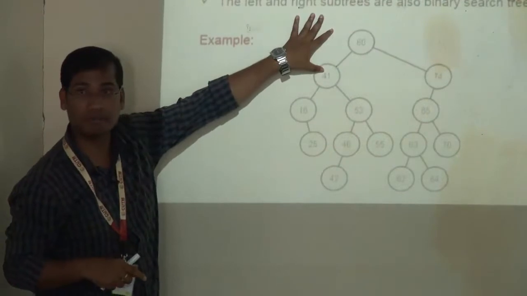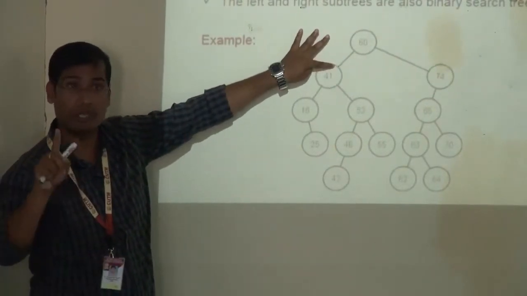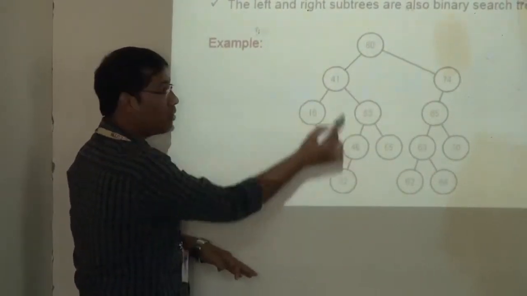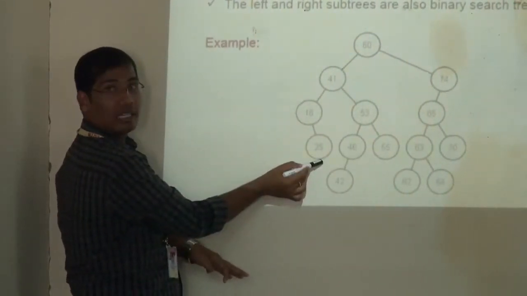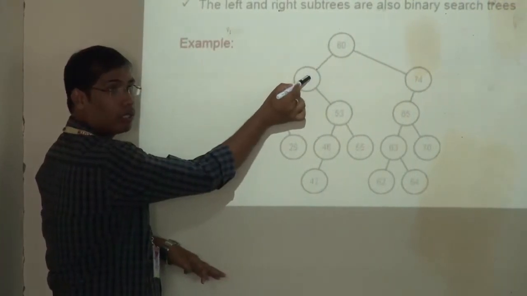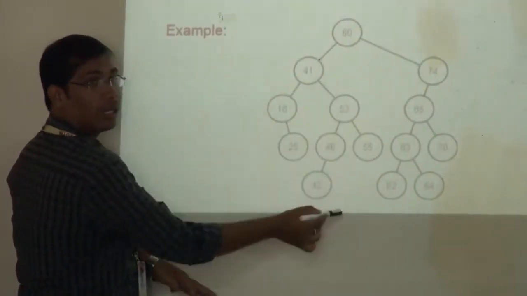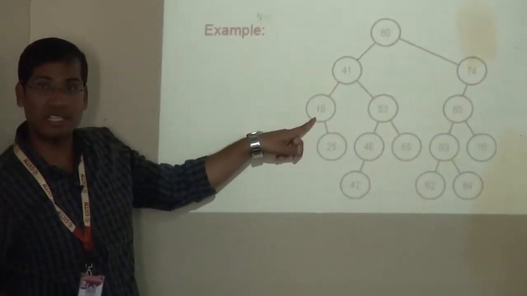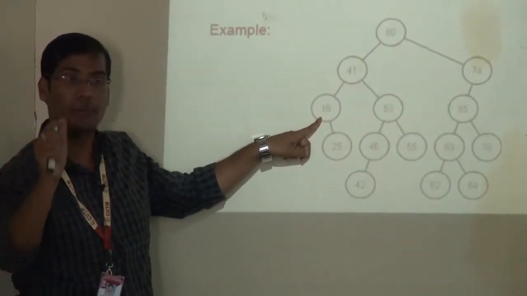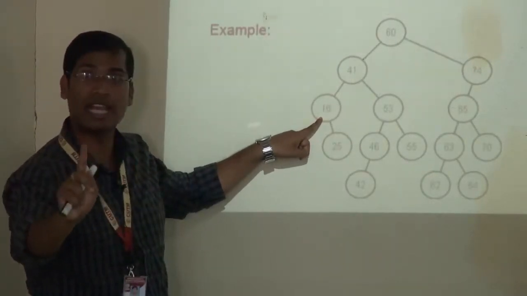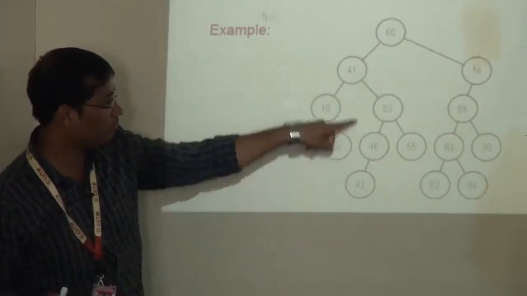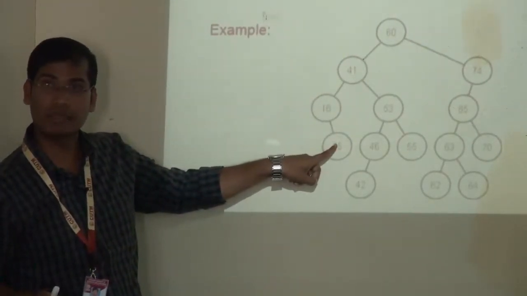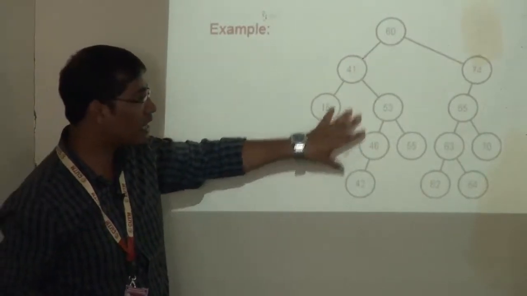Now come to 41. Assume 41 is the root, this is my left, this is my right. Now check, all the left values are smaller than this node, and all the right subtree values are greater than the node. Now come to this 16. Check each and every node. The property must hold at every node. It's not like only the root. Now come to this tree. 16 is the root. Right side is bigger, greater value. Yes or no? So you check each and every node.